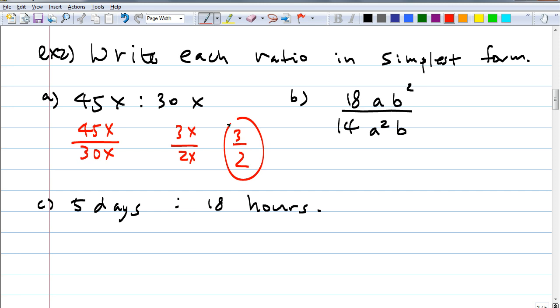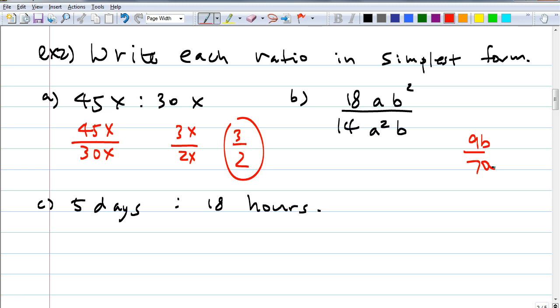What about b? Who has b? Melissa, what did you get? What did your group come up with? 9b over 7a. How many people agree? Raise your hand. Did you all, okay? 9b over 7a, that's correct.